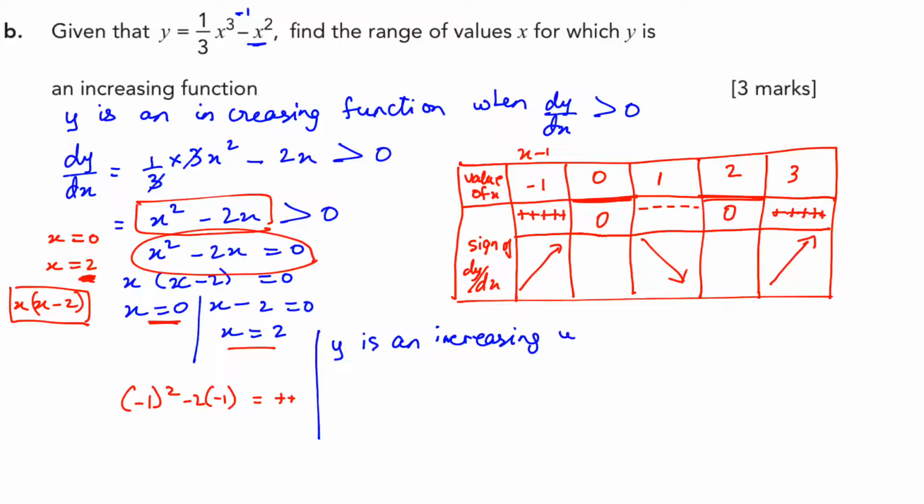when x is less than 0, and also when these are your values, no? When you got 0 and 2. So when x is less than 0, it was increasing, see it's going up. And when x is more than 2, the other value of x, it is an increasing function. So this is the way you write it.